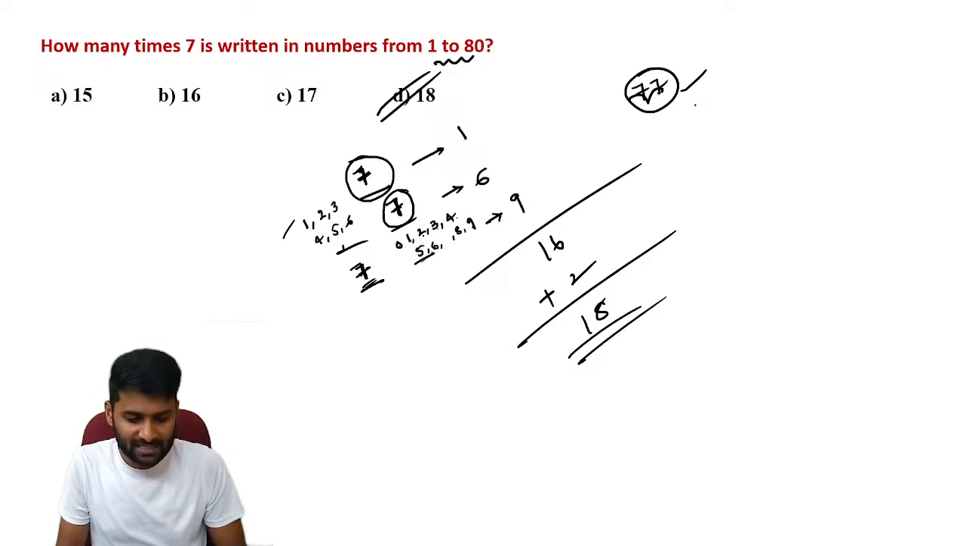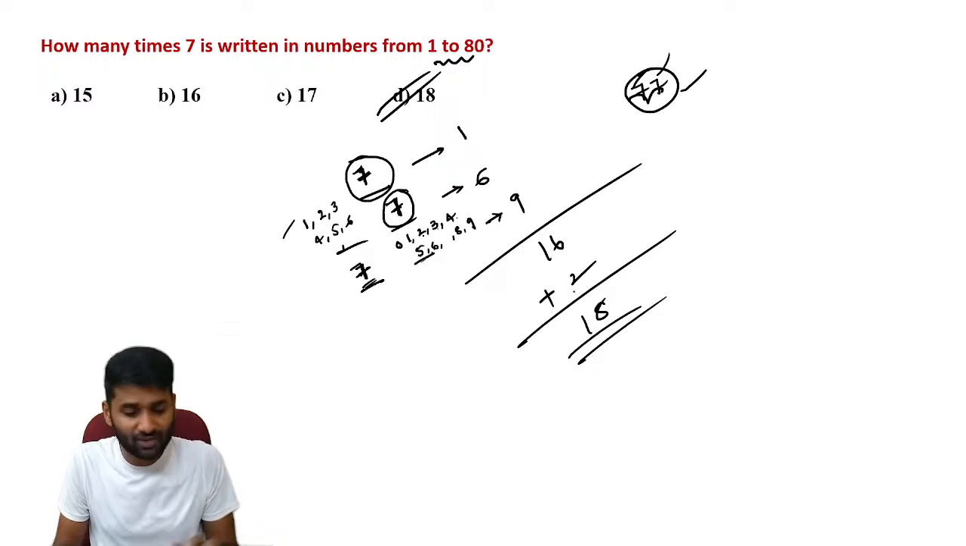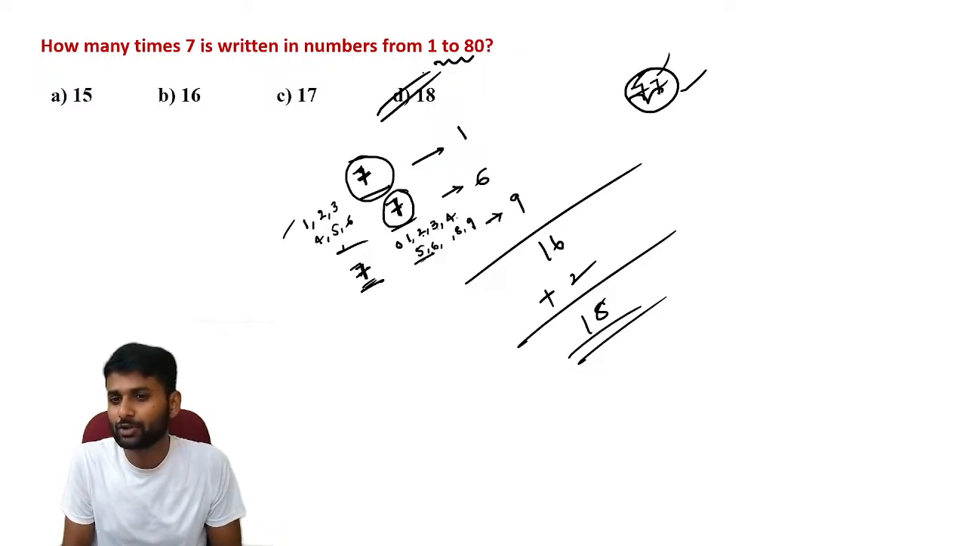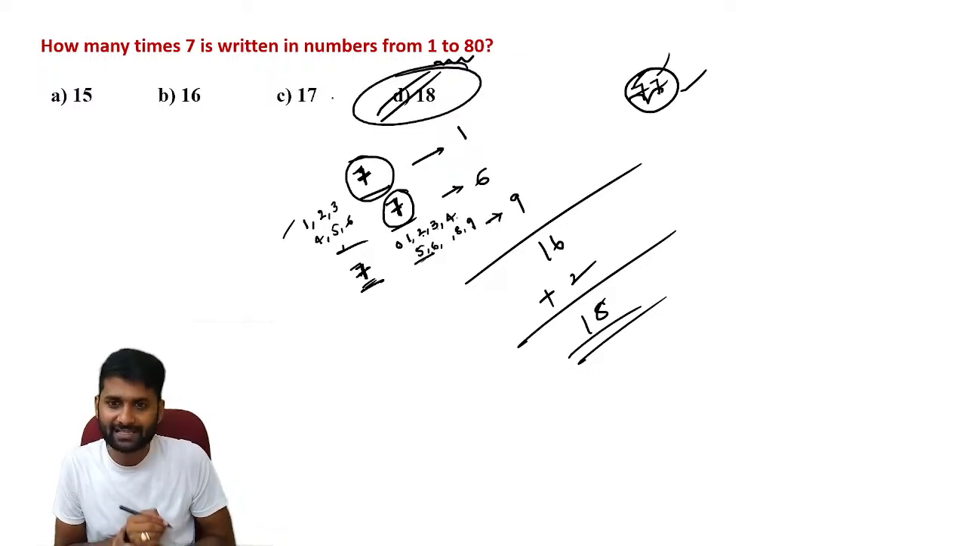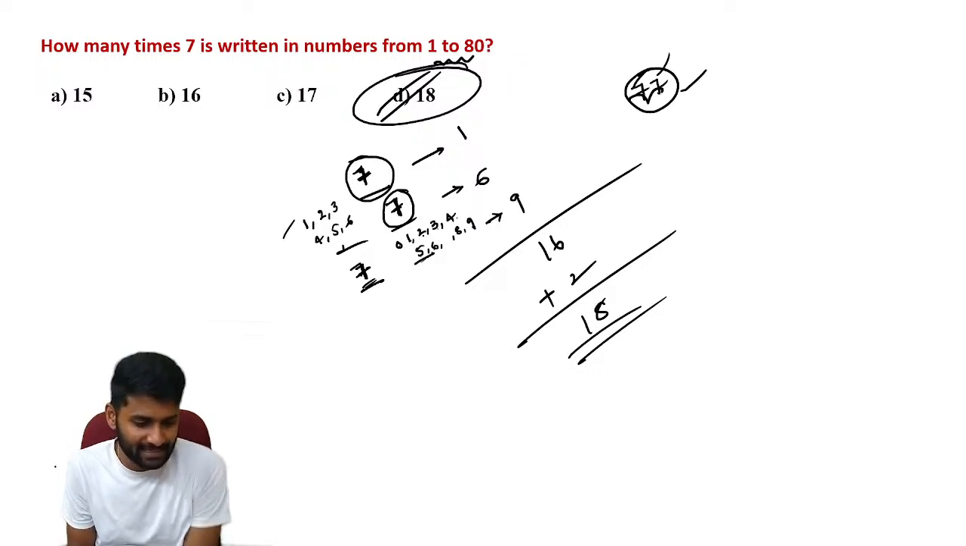And we have not considered 77. So here 77 you can represent as 2 sevens. That's why you have to add 2 units. Finally, the total number of sevens from 1 to 80 is 18. 18 is the correct answer.